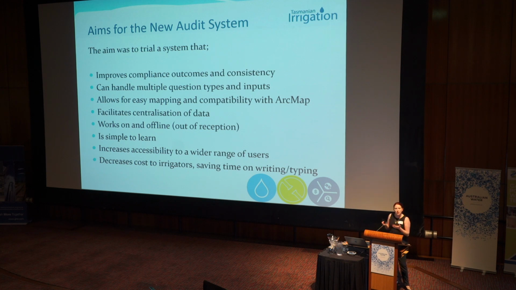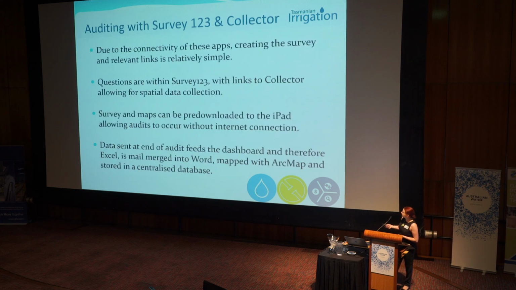It needed to handle quite a few different question types, allow for easy mapping and compatibility with the system that we already had in place, and have some way of centralising our data, to work on and offline. A lot of our farms are out of reception. We needed it to be simple to learn, both for ourselves but also for future people coming online and doing the auditing, therefore increasing accessibility. And we needed it to decrease the cost to our irrigators. The less time we spend typing, mapping, saves them money per megalitre, and it also couldn't be a system that was going to cost us more to put in place.